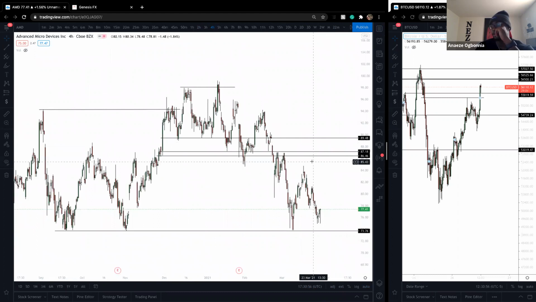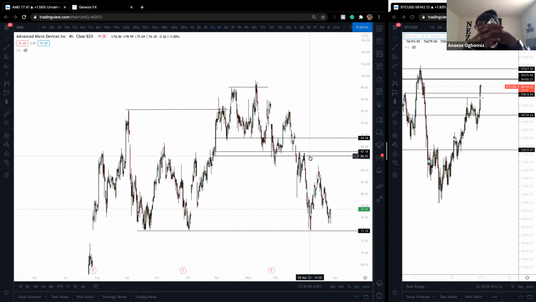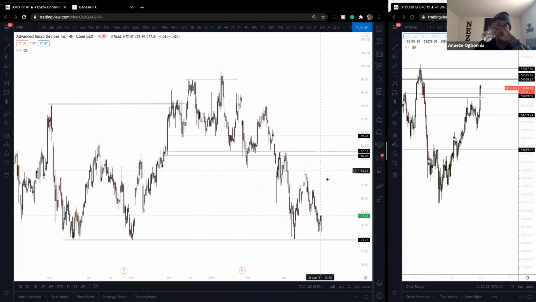I went over this a couple of times already. I'm pretty sure I went over it in the last webinar. We are bearish on AMD until we go above 85. Unfortunately, actually, no, 81. So technically, we're not bullish until 87. But on the lower time frames, you can find better market structure. In terms of the 4-hour perspective, we're not bullish until 84.